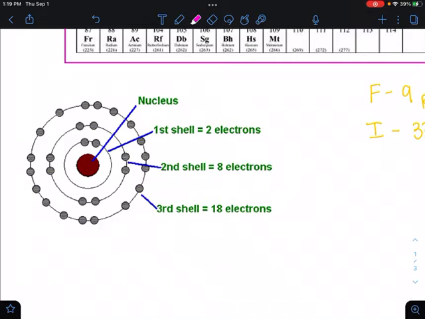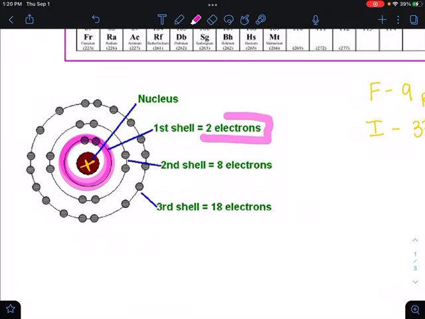So we have several shells. The first shell is the closest to the nucleus. This shell experiences the most positive charge because remember, the nucleus houses protons. And one main concept in chemistry is that opposite charges attract. So we have highly positive charges here. And then you have your first shell, which only can contain 2 electrons, always, only 2 electrons.